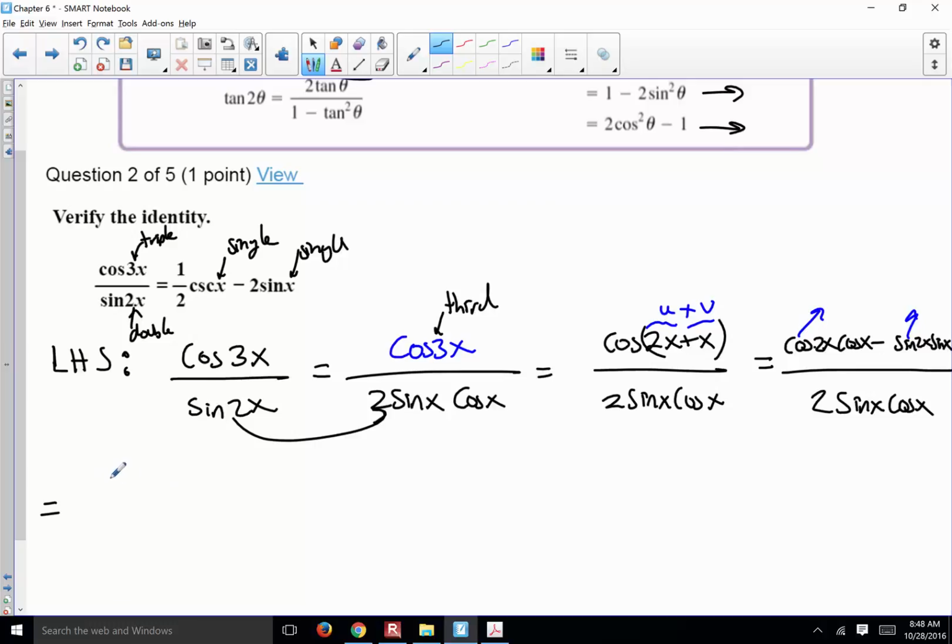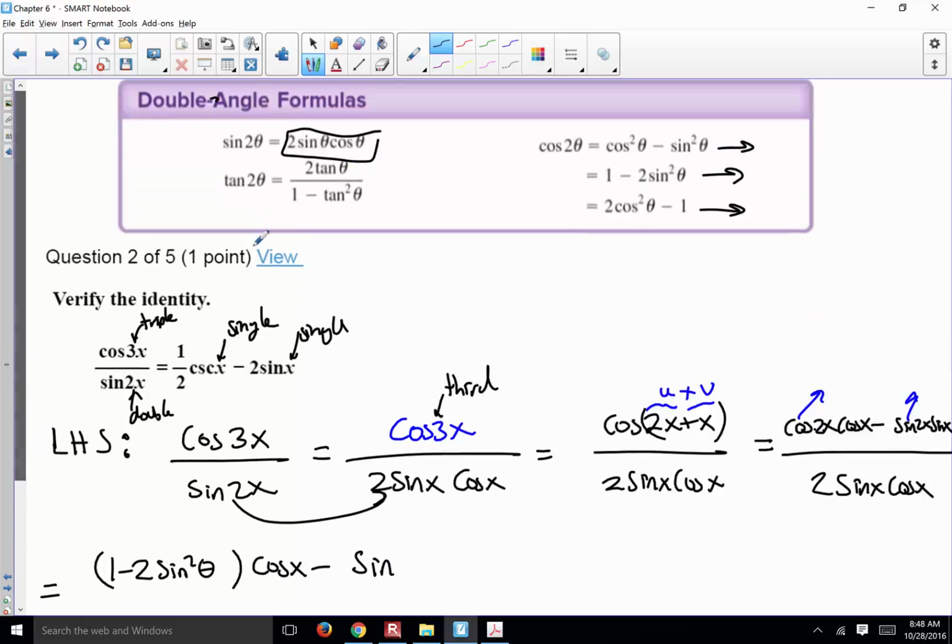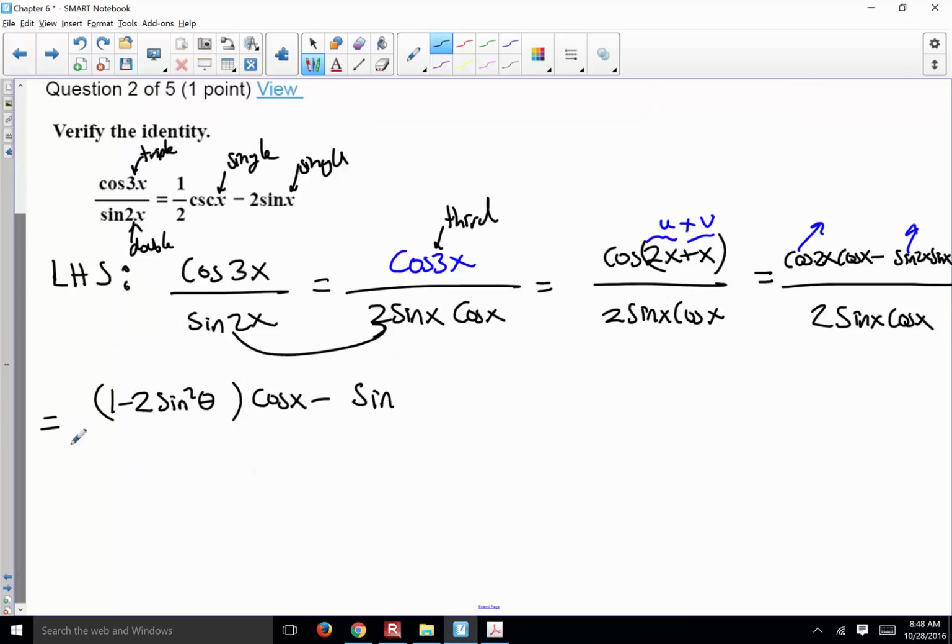Okay. So the second one, 1 minus 2 sine squared theta, is this guy. You're multiplying with cos x and sine. Oh, we need to change sine 2x, right? I'm glad there is only one option for that: 2 sine x cos x. And you have a sine x here.